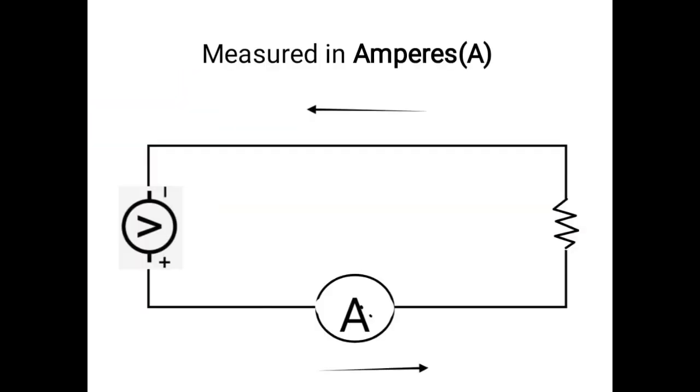This is an example circuit showing the direction of flow of current when a voltage is applied to a resistor, and there is an ammeter there to read it. An ammeter is an instrument used to measure the amount of current flowing in a circuit, and current is measured in amperes.